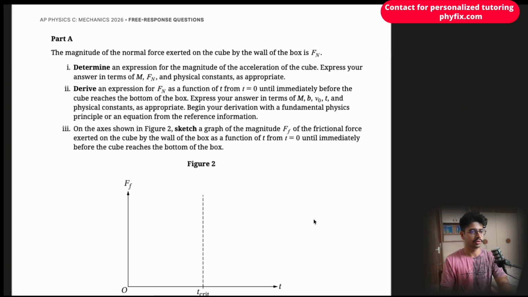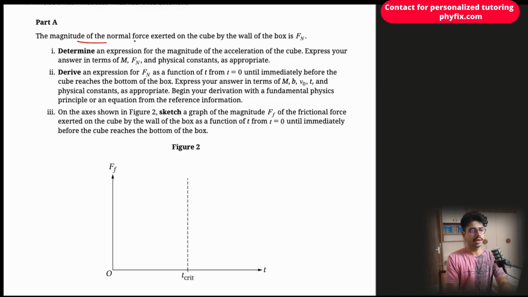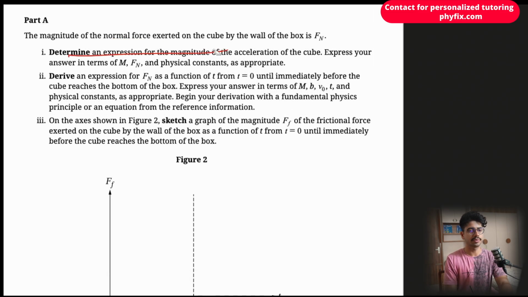Now, first part of the question. The magnitude of the normal force exerted on the cube of the ball. Now determine the expression for the magnitude of the acceleration of the cube. Express your answer in terms of m, Fn, and the physical constant.